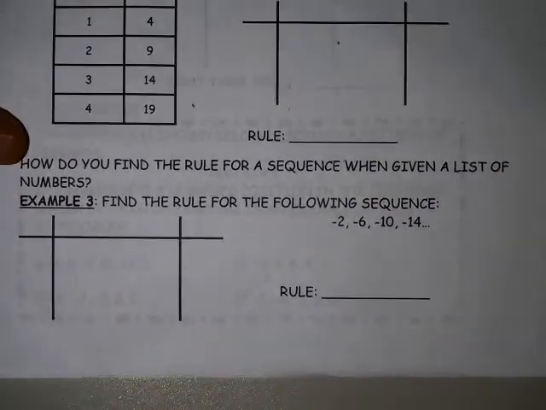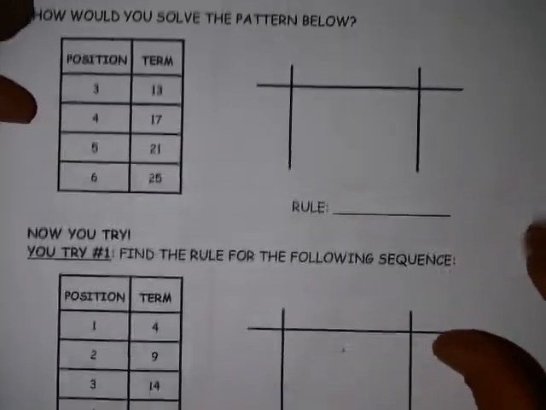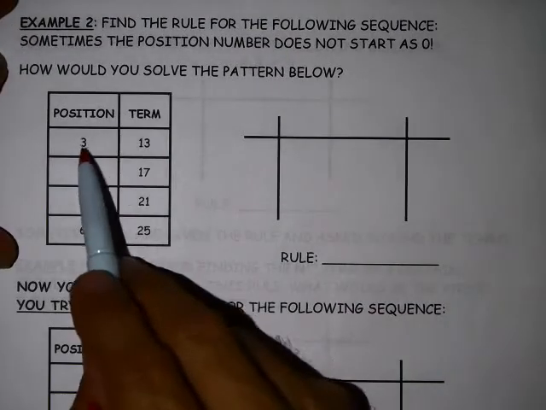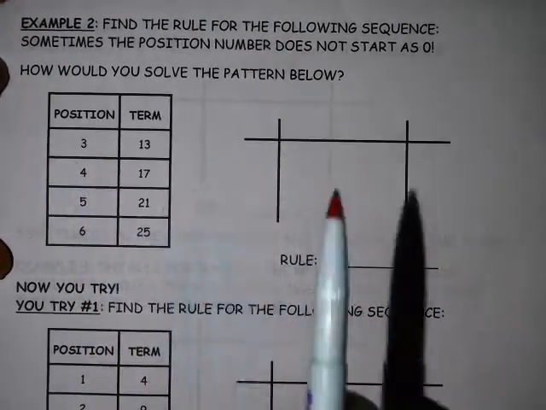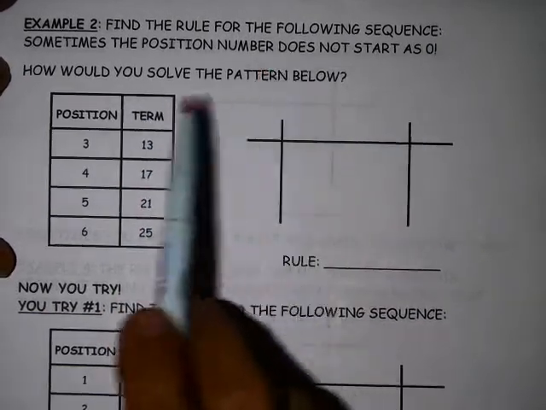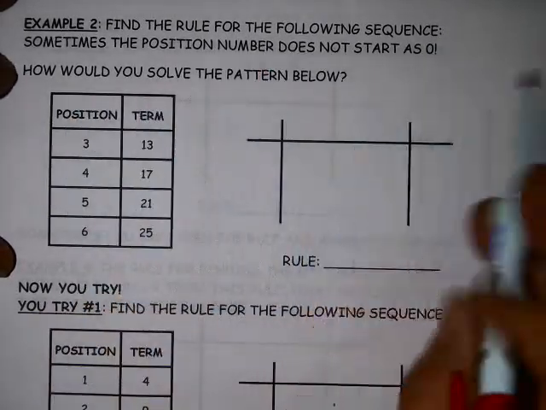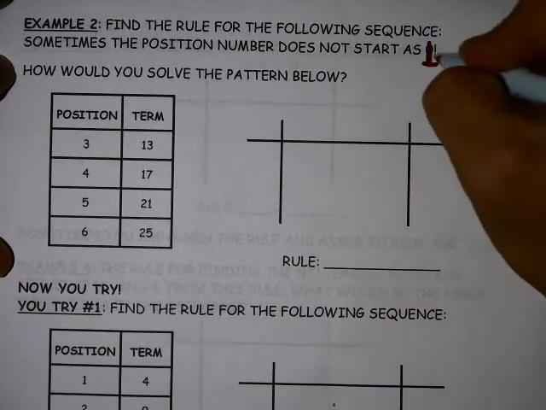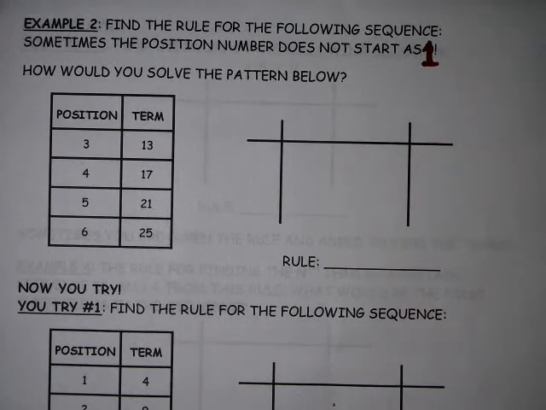Okay, let's go to the second page. Now we're going to find the rule. Now in this case, they don't give us the first number, they give us the third number. So here's what it says. Find the rule for the following sequence. Sometimes the position number does not start at, really that should say 1 because you don't really want to start with a number in a 0 spot. The first one is usually the one you're going to deal with.